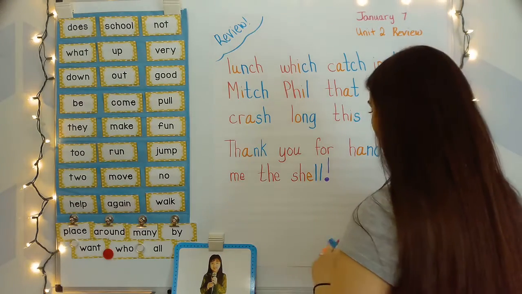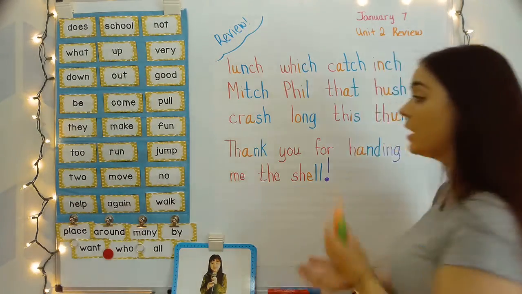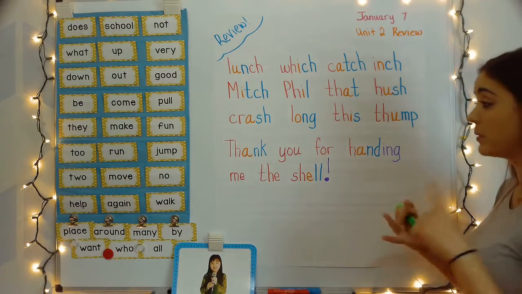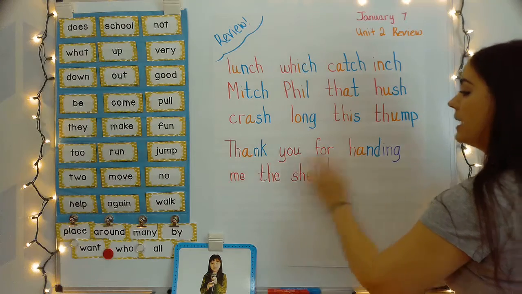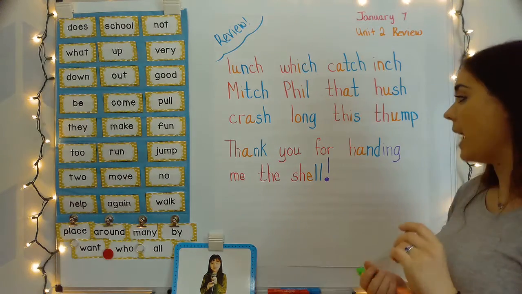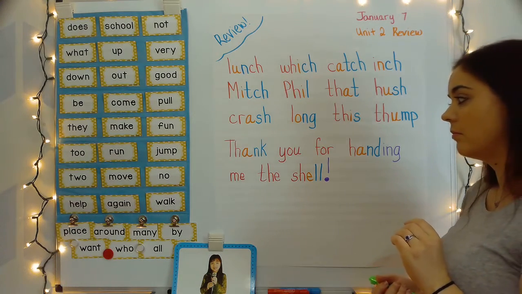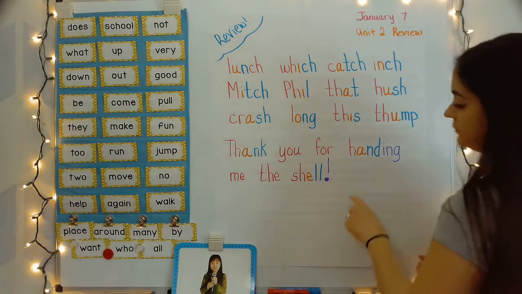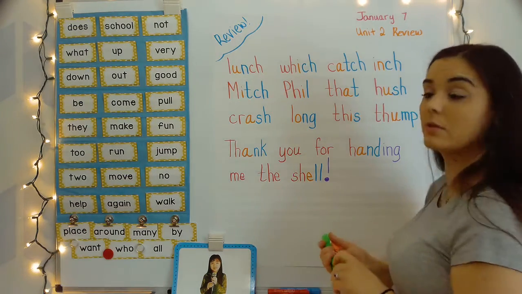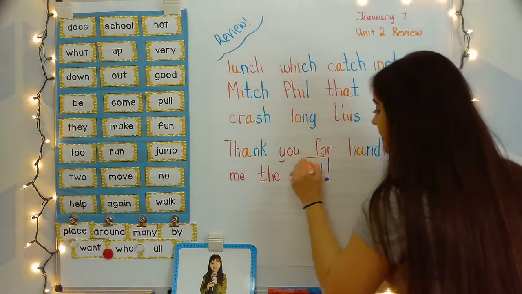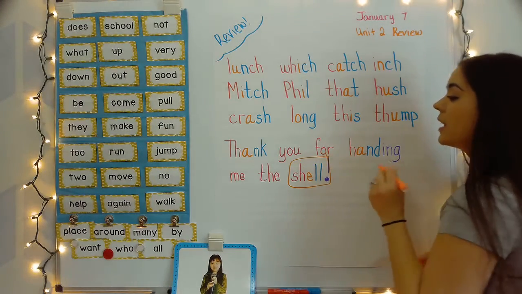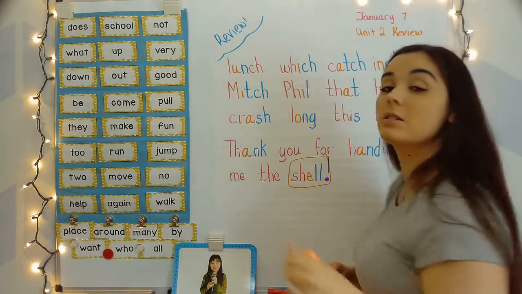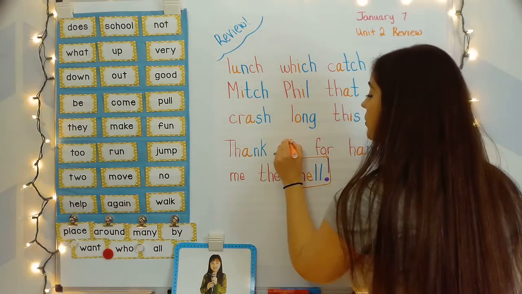Let's do some nouns and verbs. Okay, so we know noun, a person, a place, or a thing. So in this sentence, thank you for handing me the shell, we actually have 3 nouns, okay? Shell is one of our nouns because it's a thing. It is something you can touch with your hand, okay? You is also a noun. It is actually a pronoun.